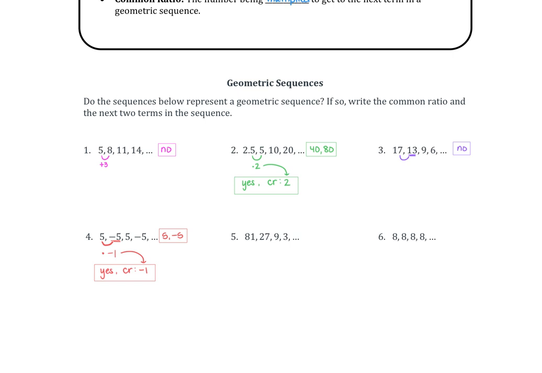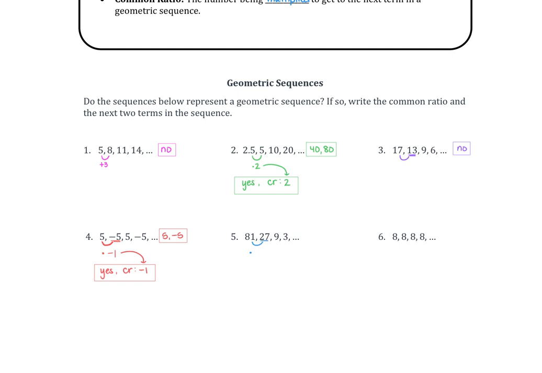Number 5. So I can see from 81 to 27, this is decreasing. So again, it's either going to be subtraction or multiplying by a fraction. So I'm going to start first with subtraction. 81 to 27 is a difference of 54. And then if I go from 27 to 9, that is not a difference of 54, so that did not work. So now I'm going to look at what I could multiply by to make this work.